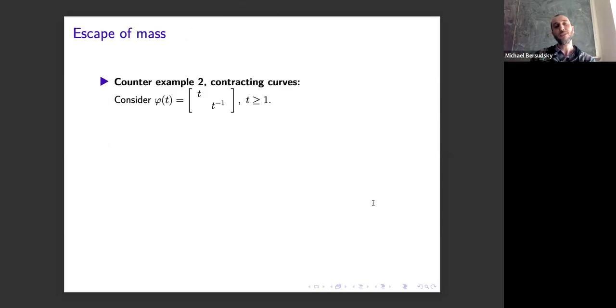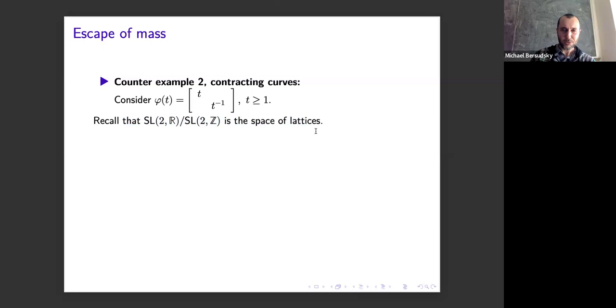And another counterexample is escape of mass. SL2R mod SL2Z is not compact, and the curve can just escape to infinity. And this is a very simple example. So this is a nice semi-algebraic curve. And as we all know, or many of us know, it's not very rigid. So let's recall what the classical easy counterexample is.